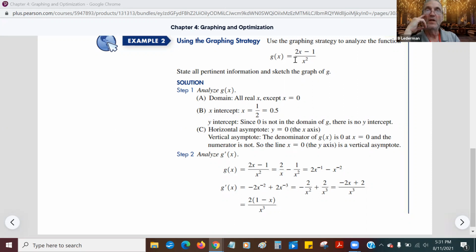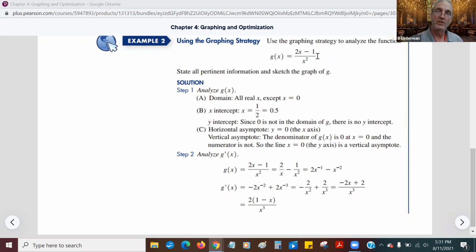And the intercepts. There's no y-intercept, because the y-intercept is when x equals 0, and that's not part of the domain. But for the x-intercept, set this fraction equal to 0, but the fraction only equals 0 if the top equals 0, which happens when x equals 1/2. Now notice the last example was also at 1/2. That's not necessarily a pattern. That was just a coincidence.